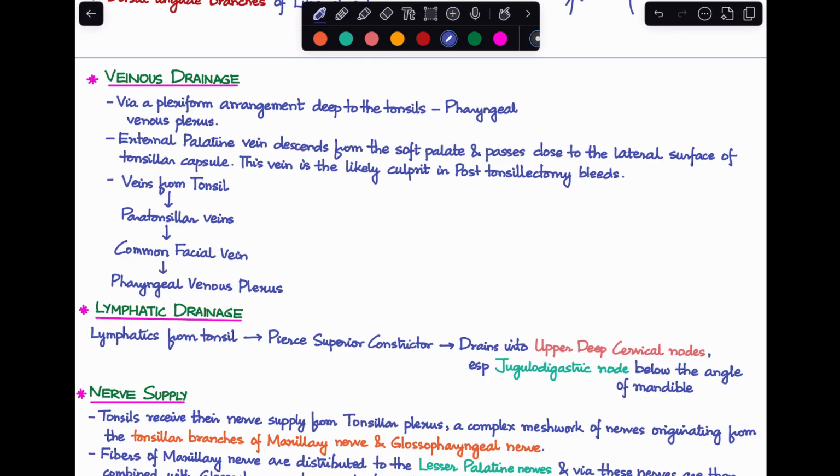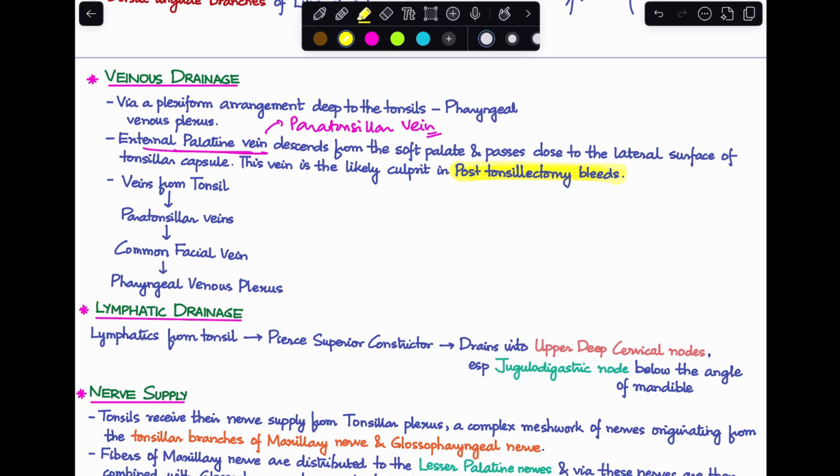The venous drainage over here is via a plexiform arrangement, which lies deep to the tonsils, via the pharyngeal venous plexus. And there is a vein which is known as the external palatine vein. Now, the external palatine vein is just another name for the paratonsillar vein. We saw how the paratonsillar vein lies in the loose areolar tissue, which lies lateral to the capsule. So the plane of dissection for tonsillectomy is where the paratonsillar vein lies. And this paratonsillar vein is the most common structure to be responsible for causing post-tonsillectomy bleeds.